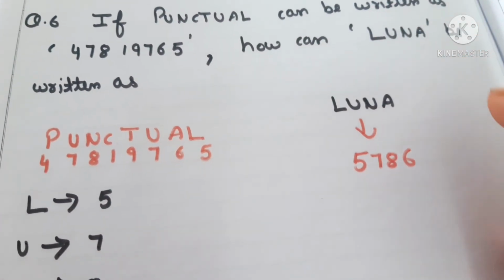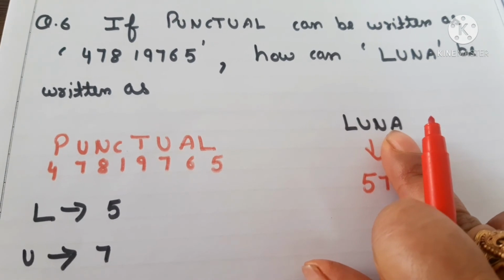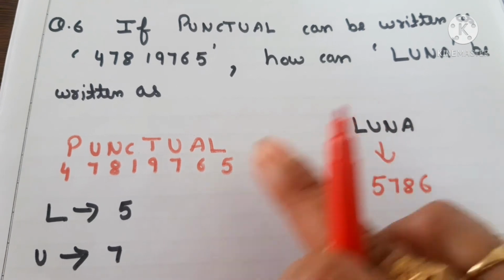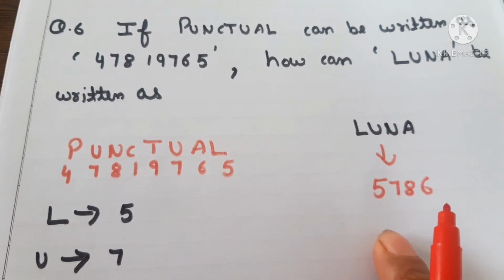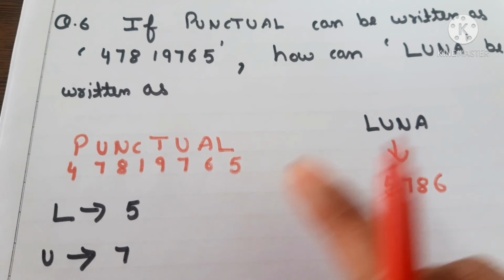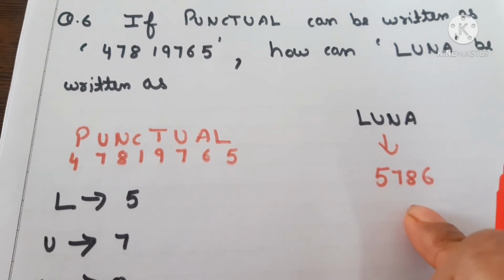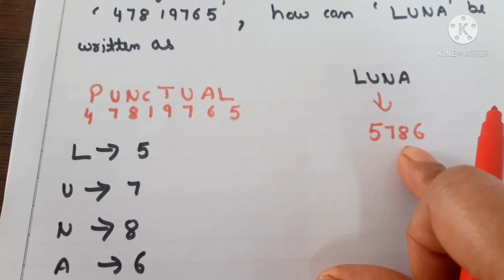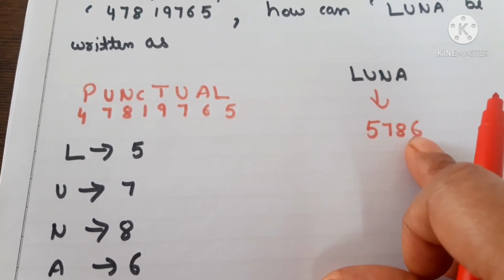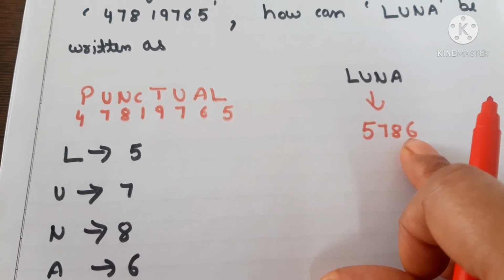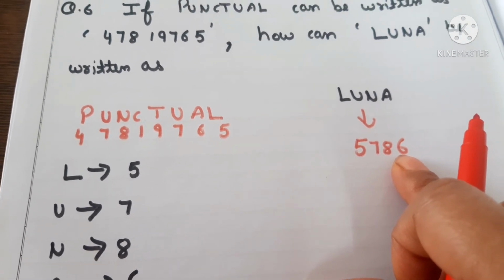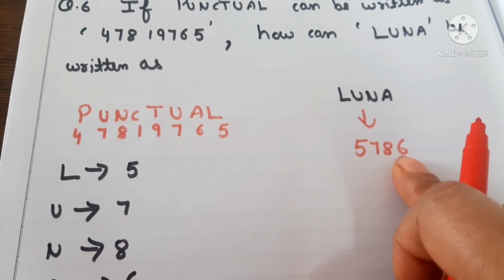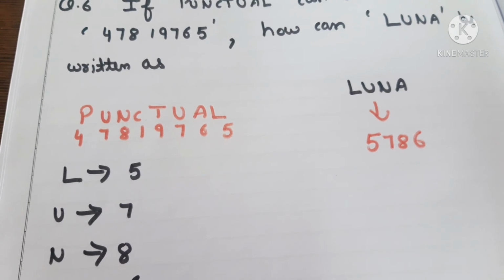So how to decode LUNA? This is quite simple. L is given the number 5, so it will be coded as 5. U is given 7, so U is written as 7. N is assigned 8, so it will be written as 8, and A is assigned 6, so it will be written as 6. So this was quite easy, but you will find it difficult when you first see the question. But when you think logically, you will be able to get your answer. Now move towards your next question.